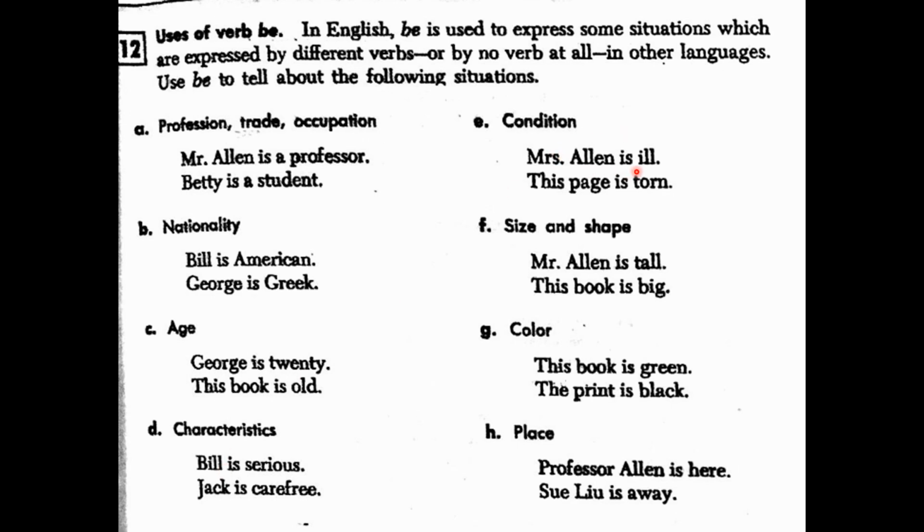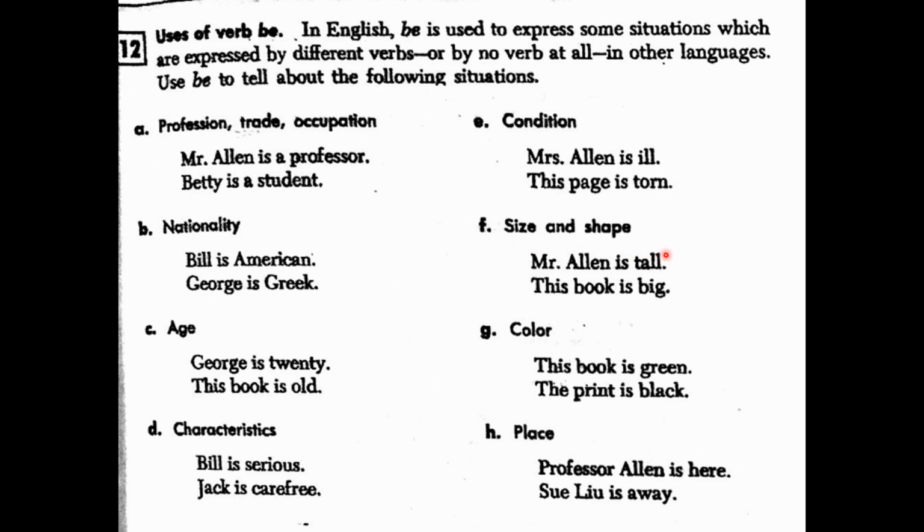Condition. Mr. Allen is ill. This page is torn. So how is Allen? He is ill. So it's his condition to be ill. How does this book look? Or how does this page look? It looks torn. So its condition is being torn.